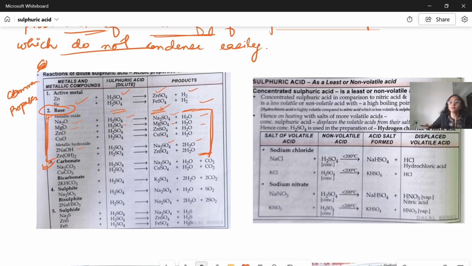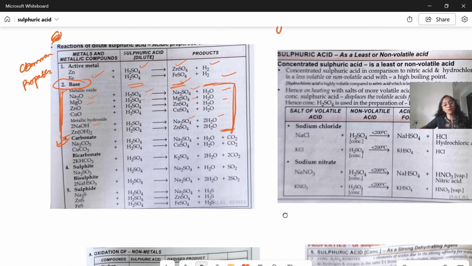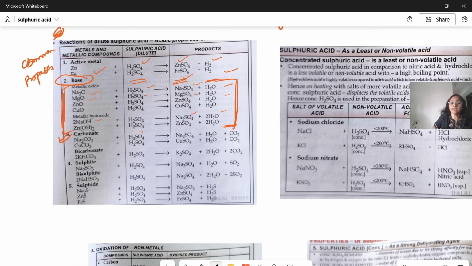तीसरा वाला देखो, carbonates. Again ये भी पहले का पढ़ा हुआ है. So any carbonate and acid, they will always give salt, water and carbon dioxide. It is sodium carbonate and sulfuric acid, तो salt क्या बनेगा? Sodium sulfate, water, carbon dioxide. अगर copper carbonate and sulfuric acid, तो copper sulfate, water and carbon dioxide. Same thing in bicarbonate. अगर मान लो potassium bicarbonate है, so potassium bicarbonate and sulfuric acid, the salt you will get is potassium sulfate, water and carbon dioxide.